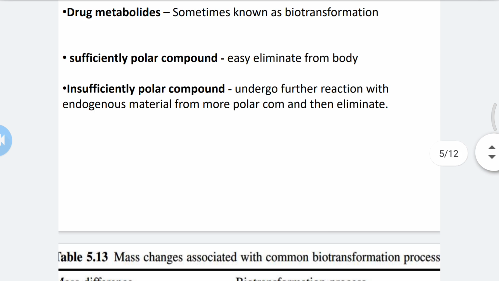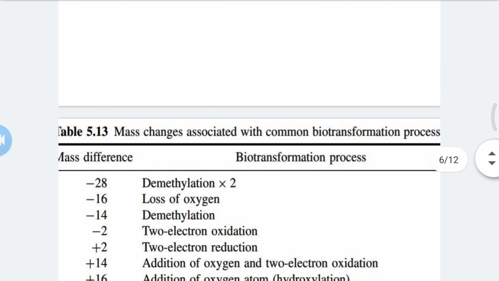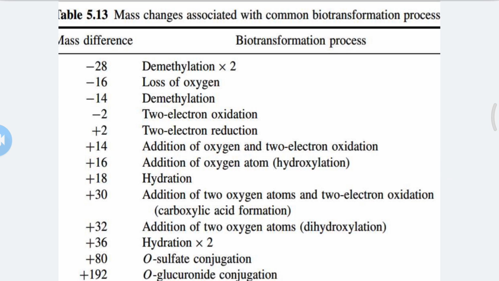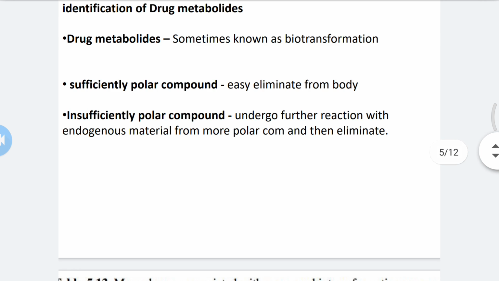Okay, such drugs are like: first, the sufficiently polar compounds, which are more water soluble and easily eliminated from the body. And second, those insufficiently polar to be eliminated, which undergo further reaction with endogenous material to form much more polar compounds, and thus elimination occurs.